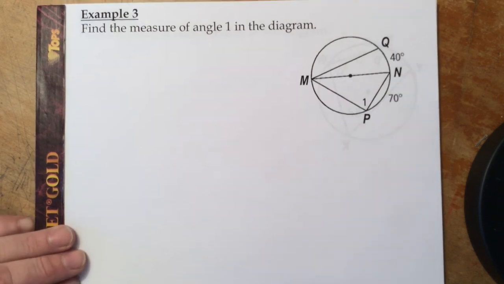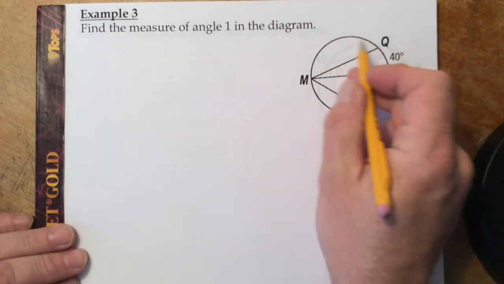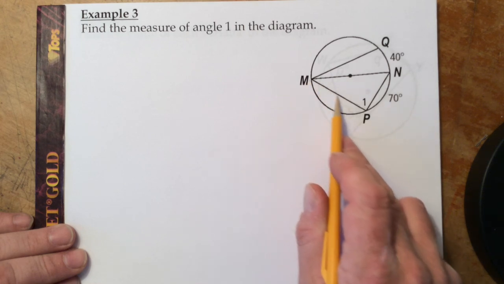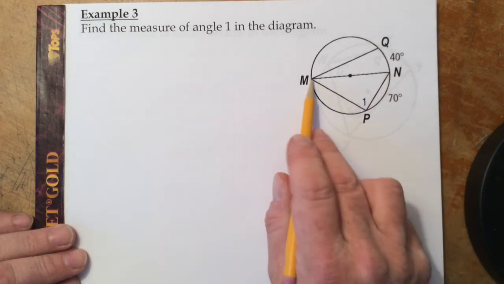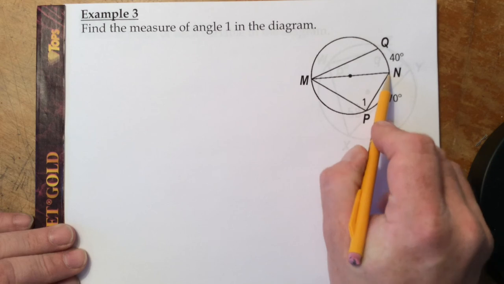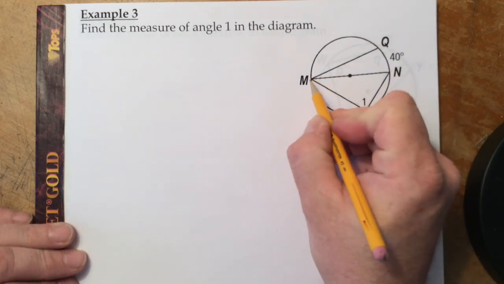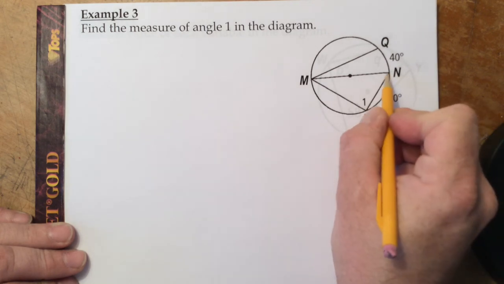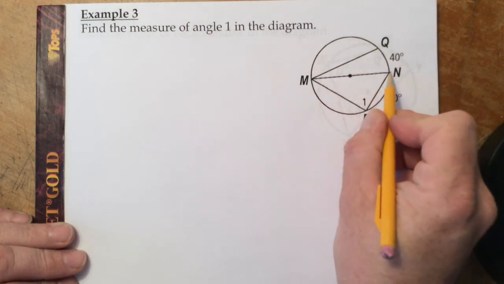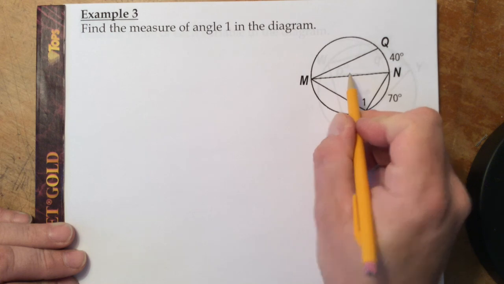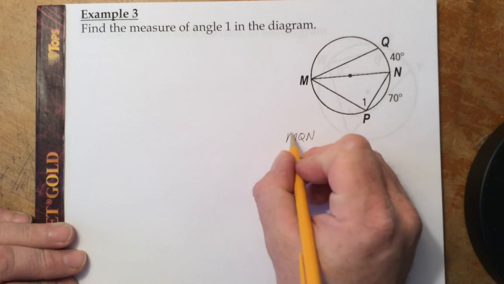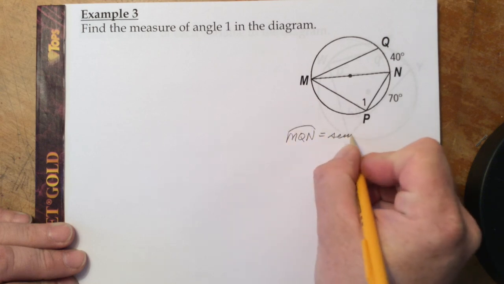Example 3. Find the measure of angle 1 in the diagram. Here we have a circle. We have angle 1 right here, which is also angle MPN. Angle MPN intercepts arc MQN, which happens to be a semicircle. And we know that because this is a diameter, it goes through the center. So arc MQN is a semicircle.